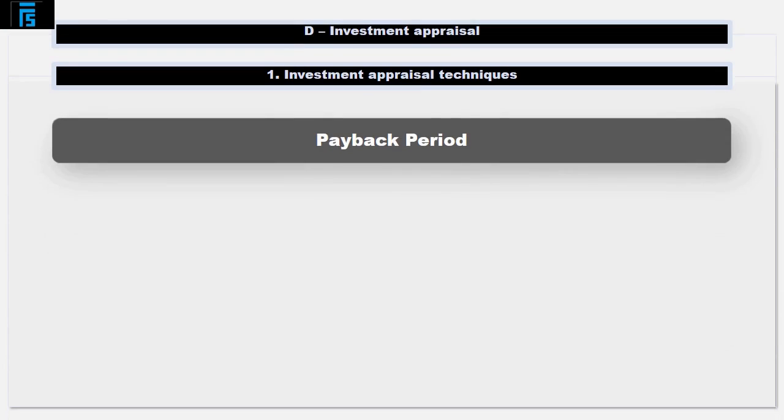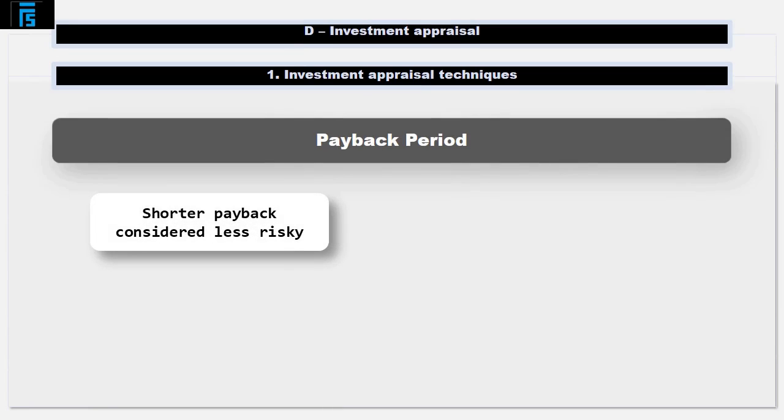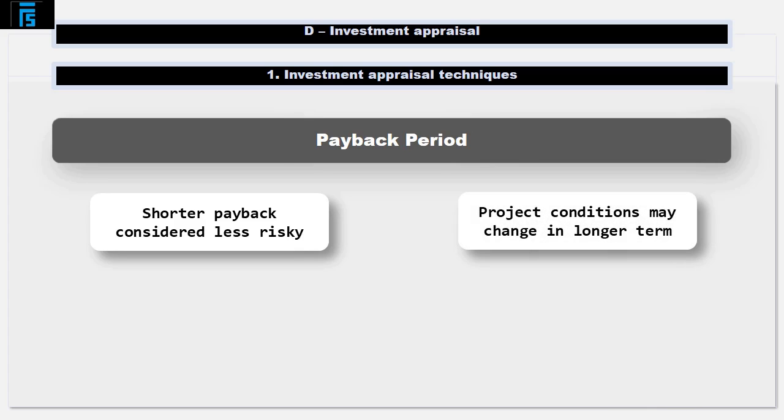Payback period gives us a measure of risk. A project with a short payback period can be considered to be less risky, as the near future is more knowable than the distant future. We might be very concerned if it takes a long time to pay back, as the conditions that the project operates under could change more dramatically in the longer term than is likely in the shorter term.